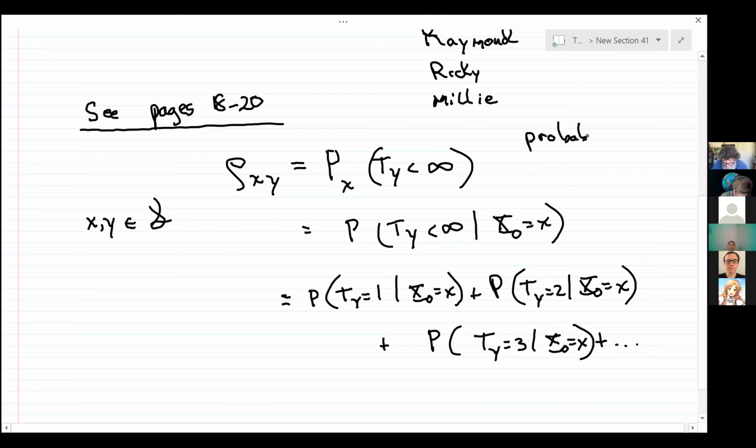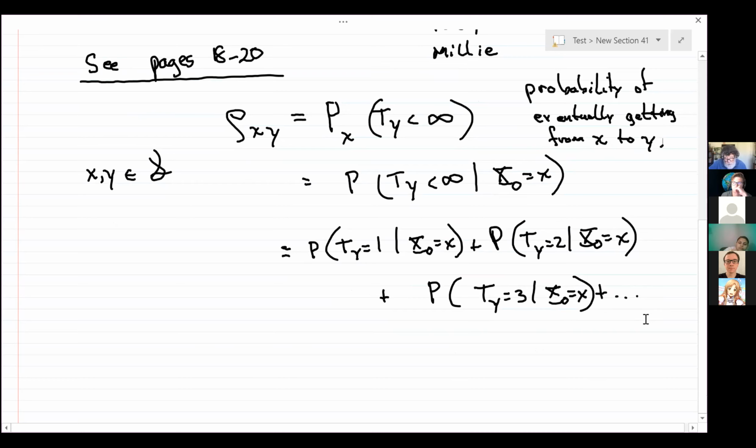Probability of eventually getting... the "eventually" is saying all the times when you can do it. You can do it in 1 time, 2 units of time, 3 units of time, and so forth. Okay.